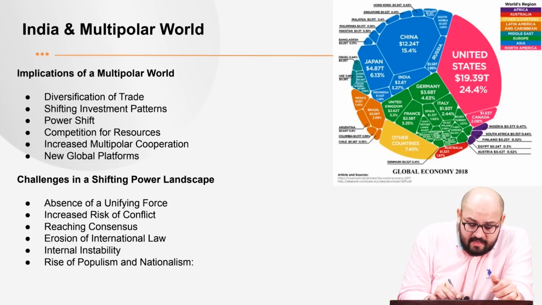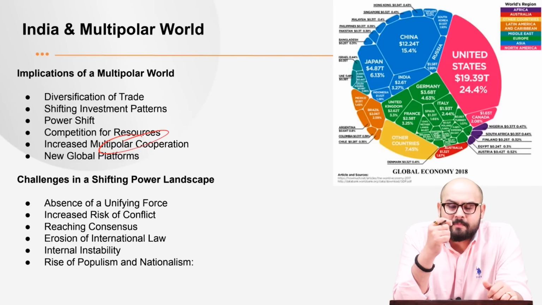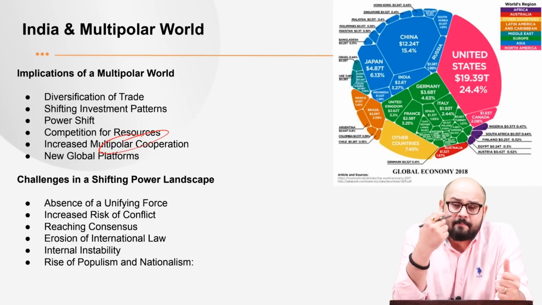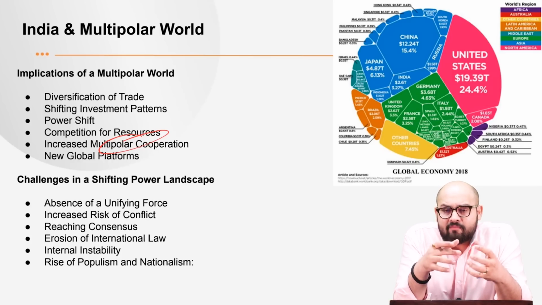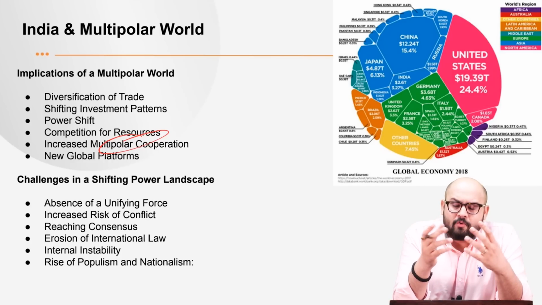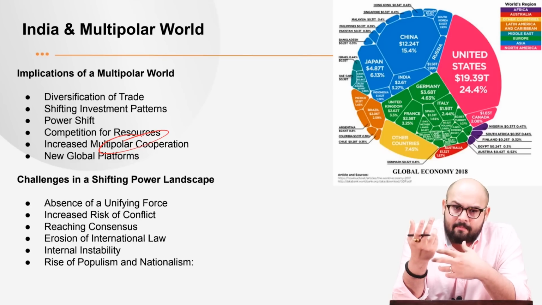Next is increased multipolar cooperation. We have some domains, for example, climate change, pandemics, and global migration, where you need the cooperation of different countries. And this evolving multipolar world order has led to a situation where more and more countries are coming together and collaborating, right?